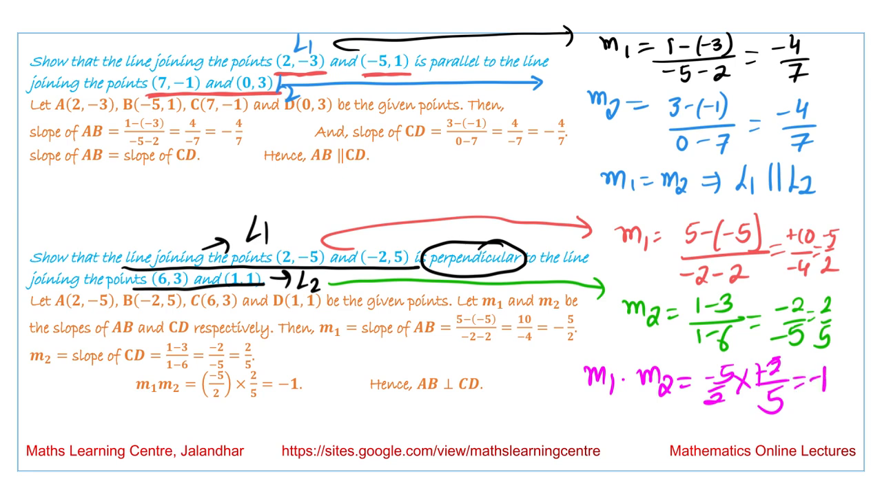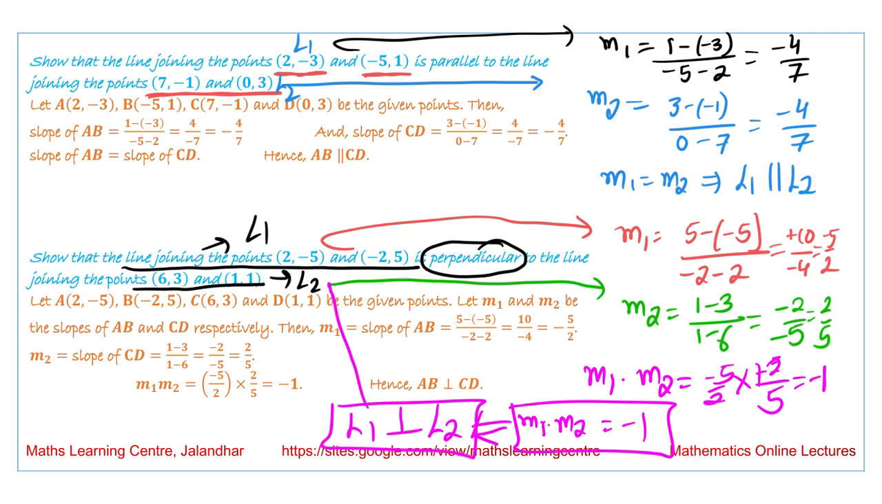So the answer we are getting is minus 1. So we are writing m1 into m2 is equal to minus 1, and this implies that the line L1 is perpendicular to line L2. So both these lines are perpendicular to each other.